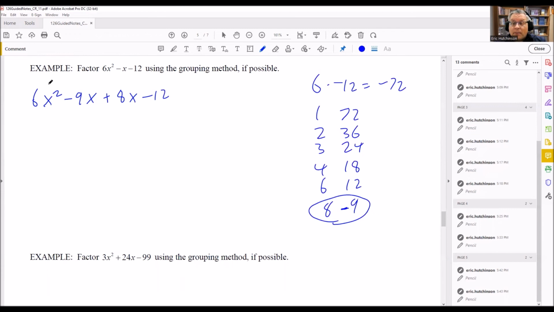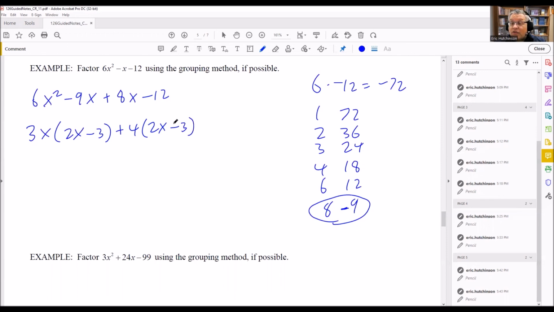For the first two, 6 and 9, there's a 3 that would be common to both of those. Both of these are divisible by 3, and also x. Take out the smallest power of x that we have there. 6x squared divided by 3x is going to be 2x. Negative 9x divided by 3x is minus 3. Next, we're going to take these two, the 8x and the -12. Both of those are divisible by 4. So I'll put a 4 on the outside. 8x divided by 4 is 2x. Negative 12 divided by 4 is negative 3.